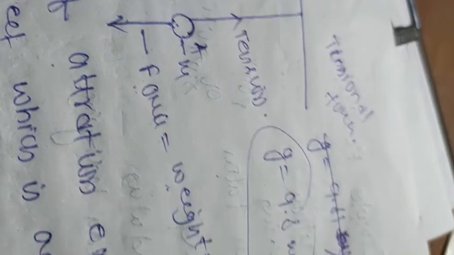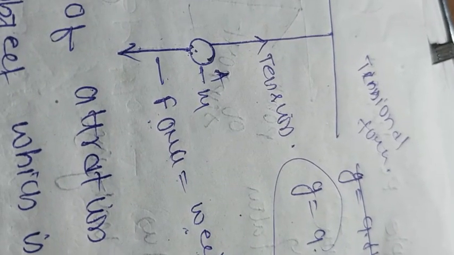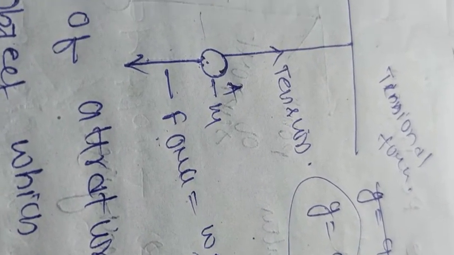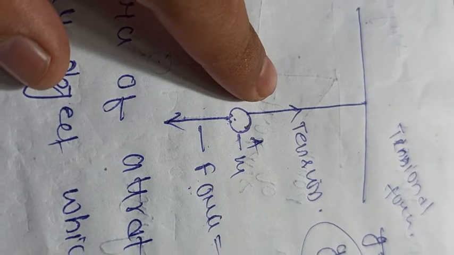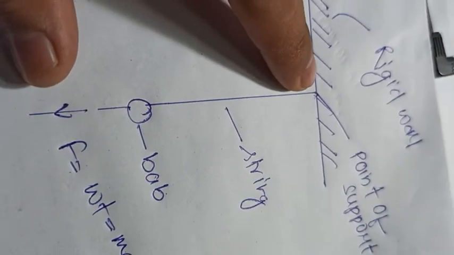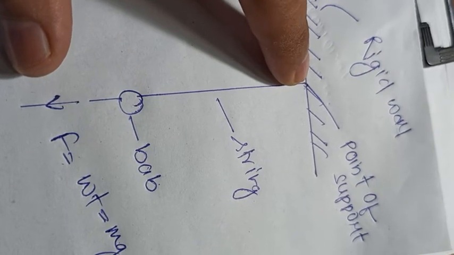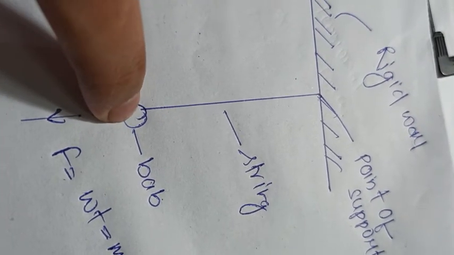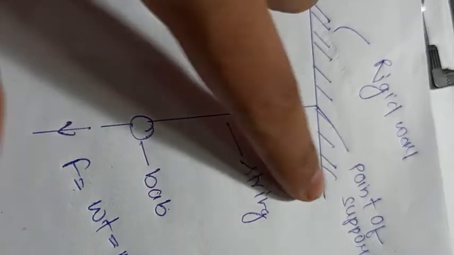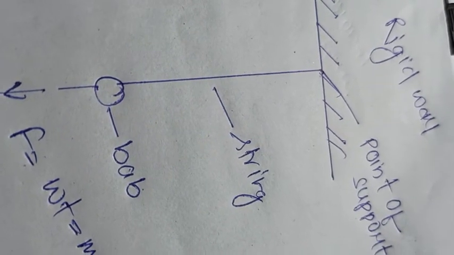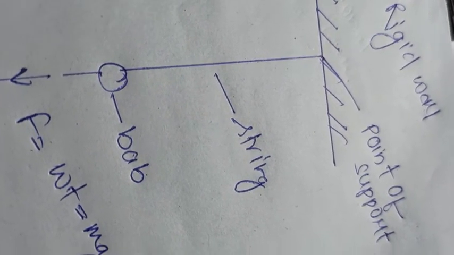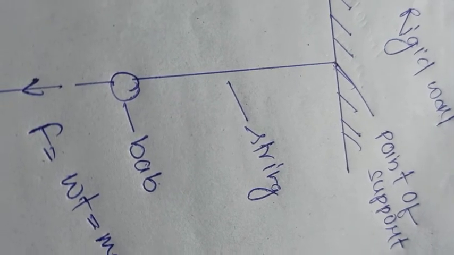Another one is the length of the pendulum. Length of the pendulum means what? We can say it is the distance from the point of support to the midpoint of the bob. That is the length of the pendulum. Okay, and another one we need to know is oscillations.